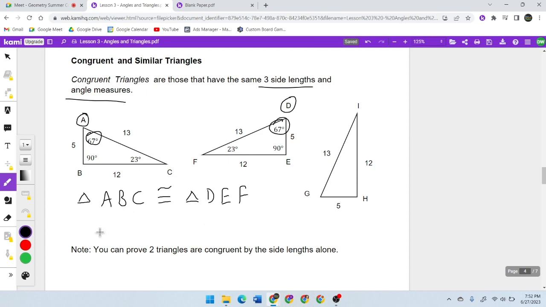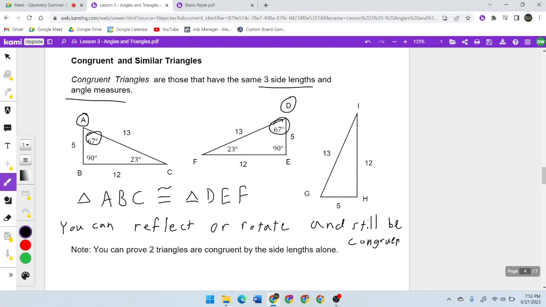So the note I want to make here is you can reflect or rotate and still be congruent. That is absolutely okay. Isn't that some rigid motion or something? Yes. So that's also known as transformations or rigid motion. I forget if we talked about that in the summer course or not. But for right now, we're just saying that you can reflect it, rotate it, and it's still congruent. That's absolutely okay.